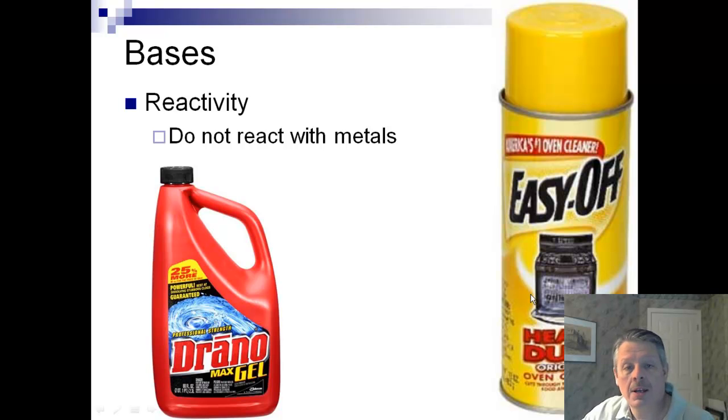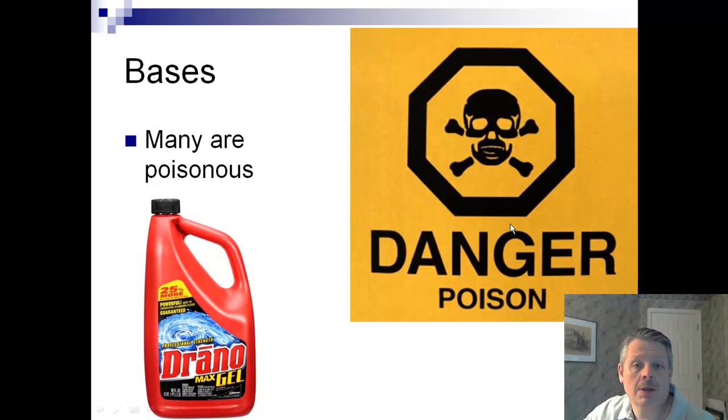All right. Now, they don't react with metals. And that makes sense, because if they did react with metals, then you couldn't put Drano in your drains, because it would eat the drain away. But they don't react with metals, but they do react with other things. Again, you couldn't use Easy Off oven cleaner on the inside of your oven if it was going to destroy the inside of your oven. Okay. Many bases are poisonous. In fact, most are. So there's very little that we eat that is a base.